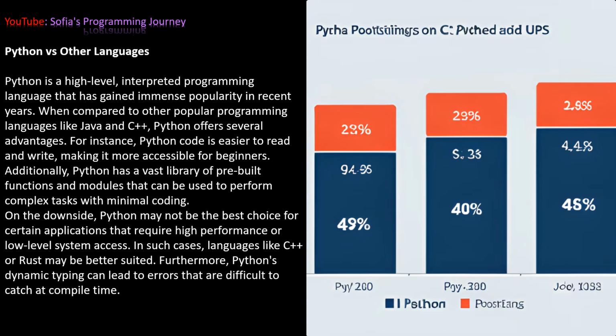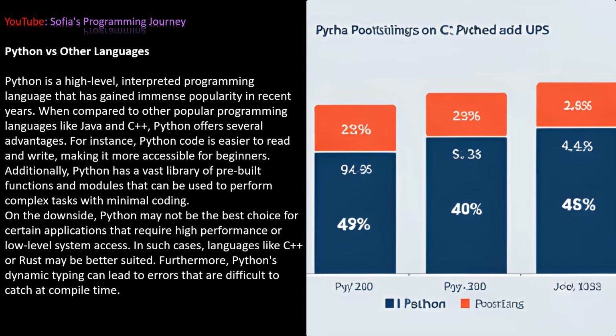Python is a high-level, interpreted programming language that has gained immense popularity in recent years. When compared to other popular programming languages like Java and C++, Python offers several advantages. For instance, Python code is easier to read and write, making it more accessible for beginners.